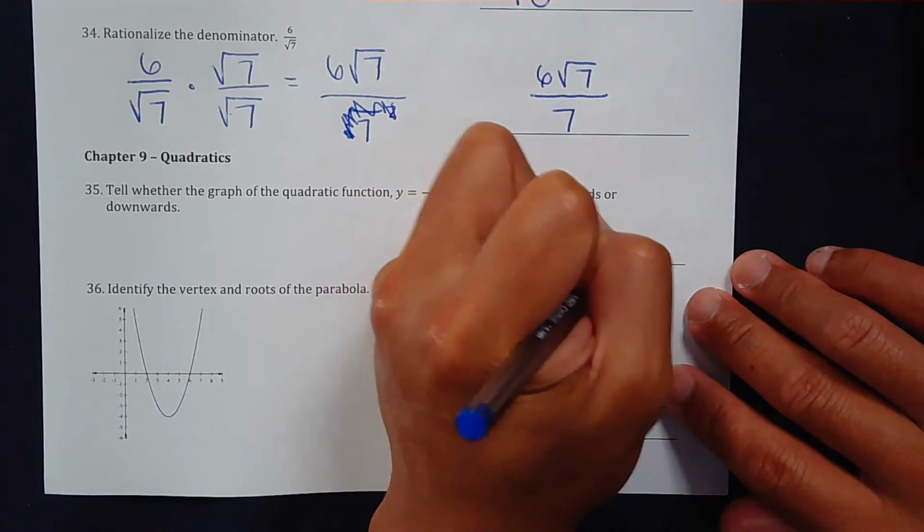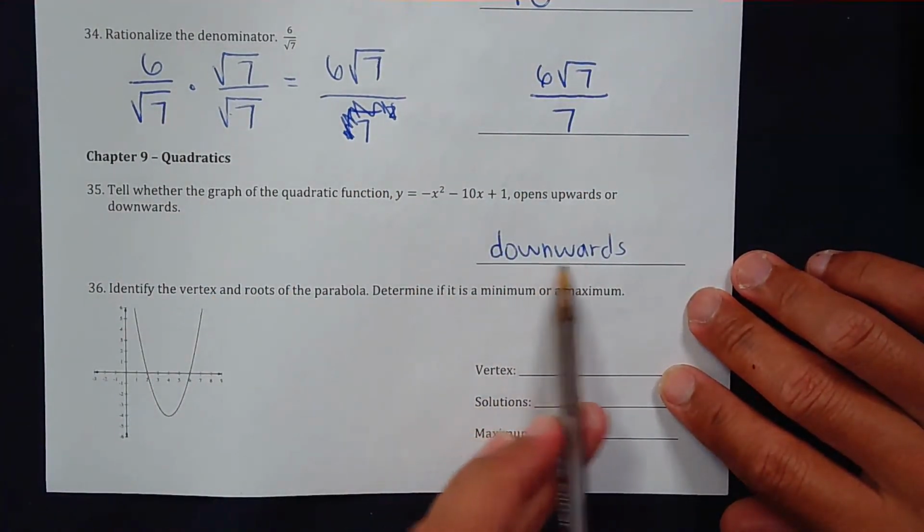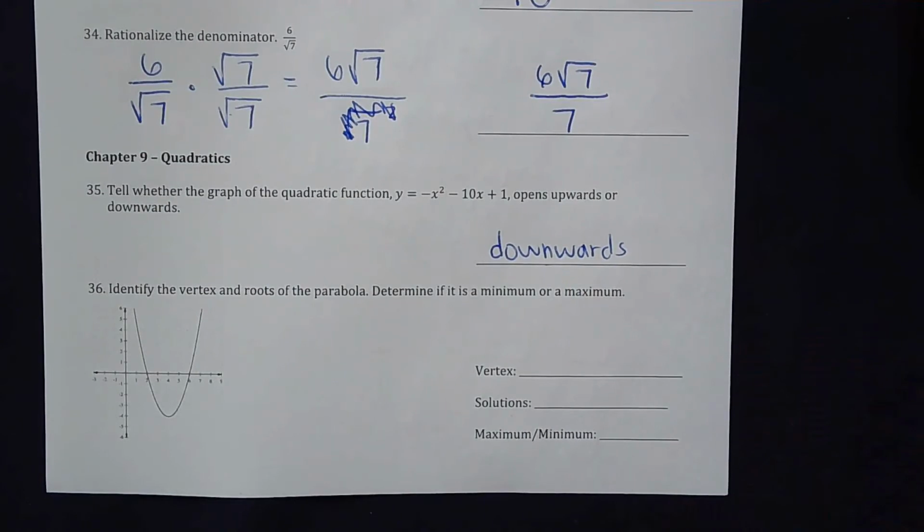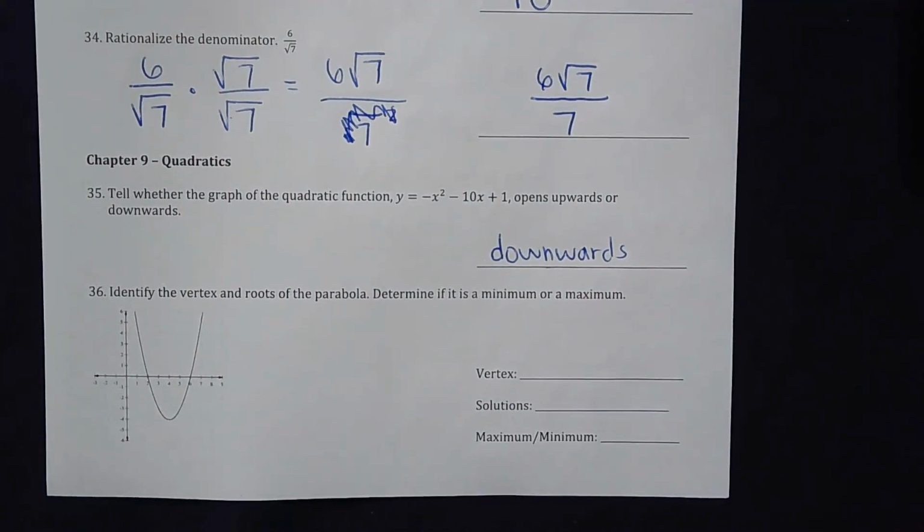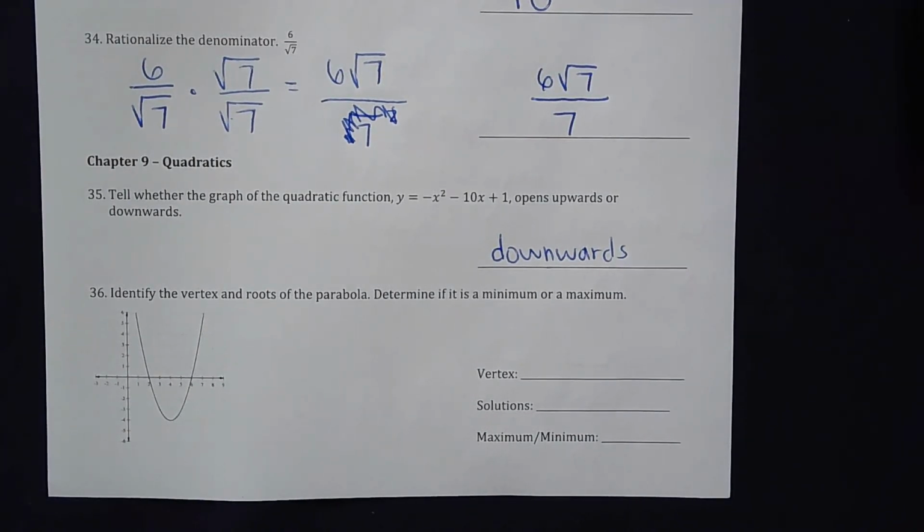Downwards? Well, that's a weird word. With 2 W's, that's a weird spelling word. Interesting. Okay.